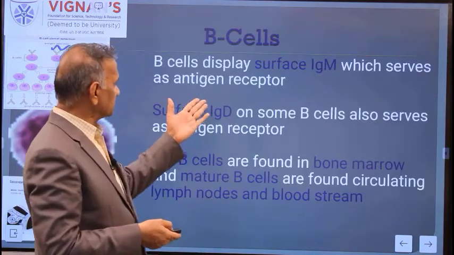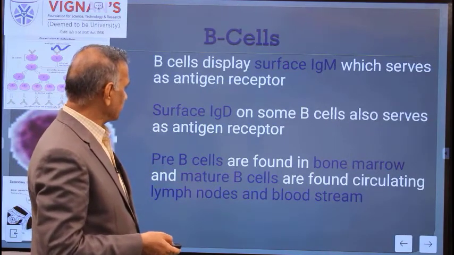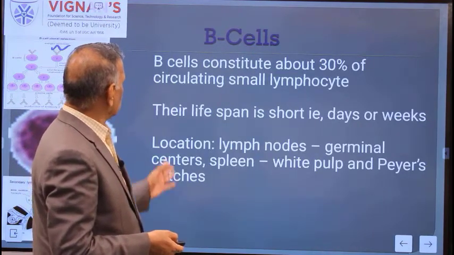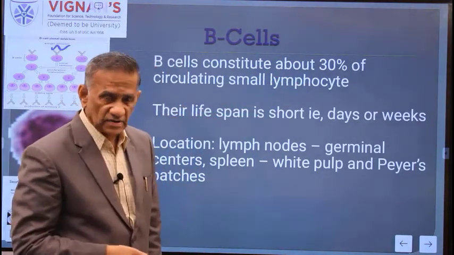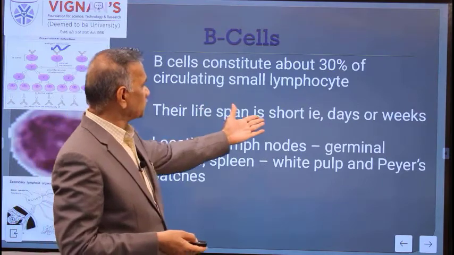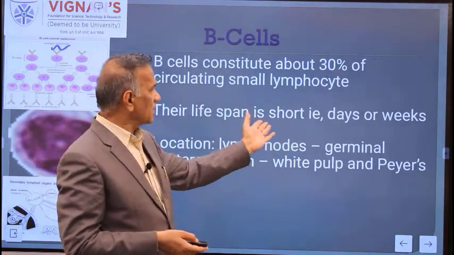Now the B cell displays surface IgM. That's what we are seeing, that IgD is being added. B cells constitute 30% of the total lymphocyte population. Their lifespan is short. That's why in hybridoma technology they are mixed with myeloma cells.